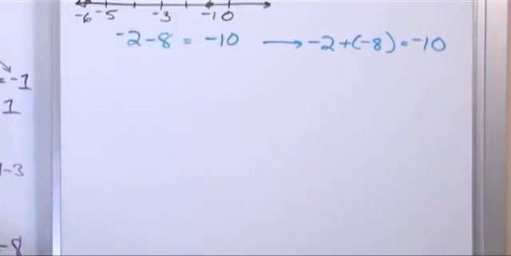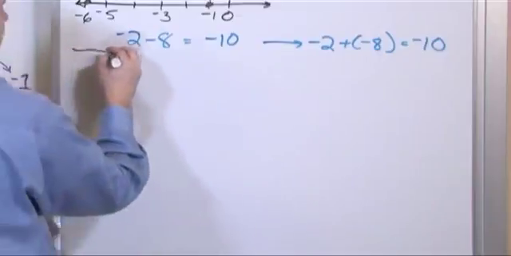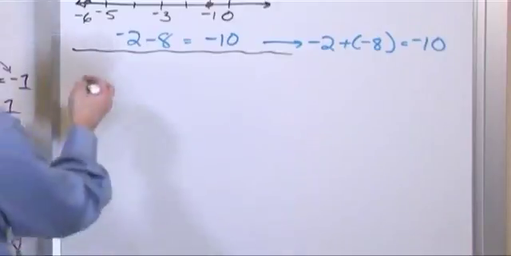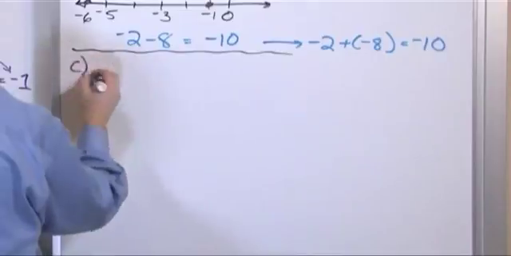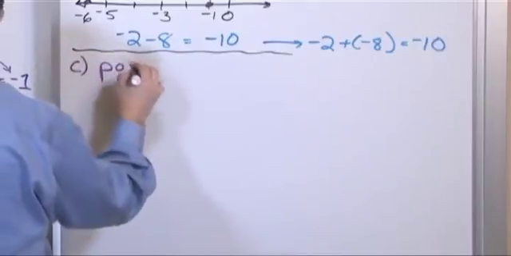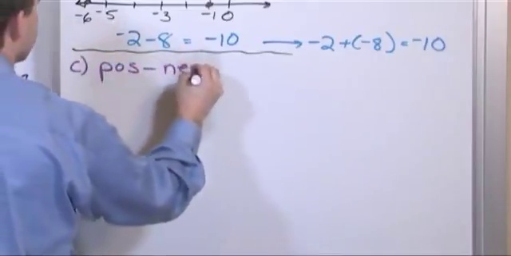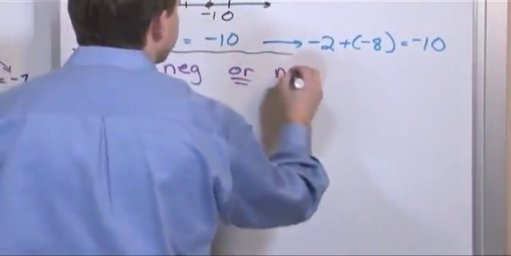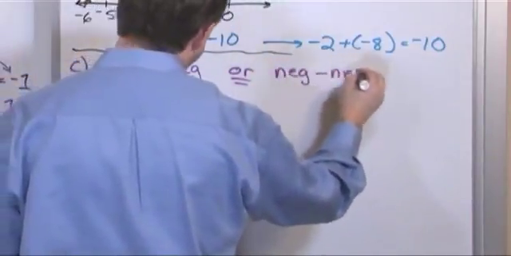All right, so there's one more case that we're going to cover. This is one of the cases that's really new. So what is it going to be? It's going to be the case of if we have a positive number minus a negative number, or a negative number minus a negative number.